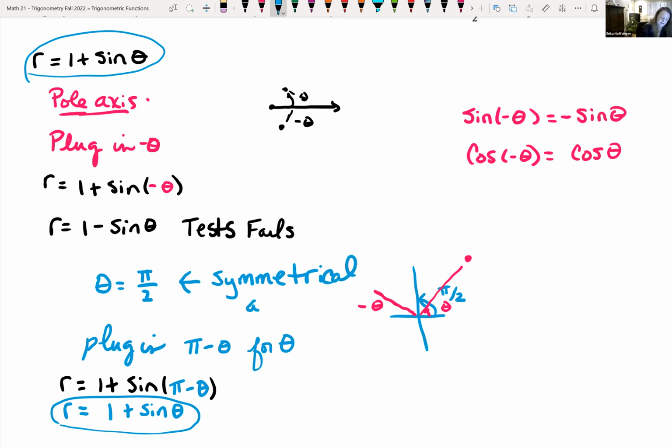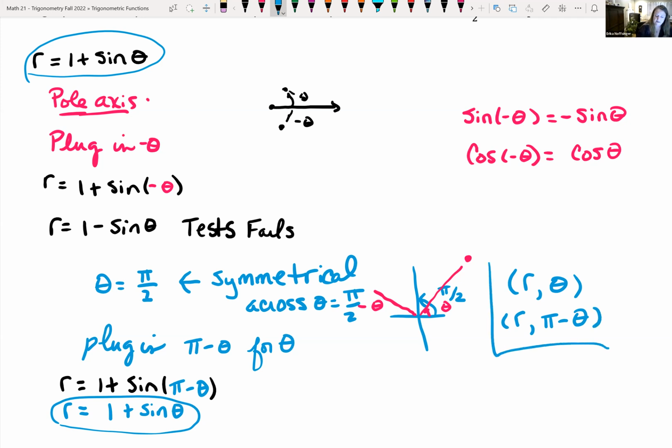across theta equals pi halves. So if I find some point r, theta on my graph, then I also know that r comma pi minus theta is also a point on my graph.